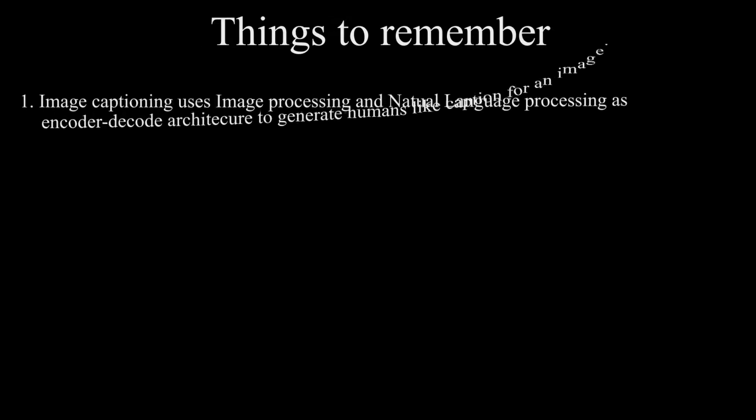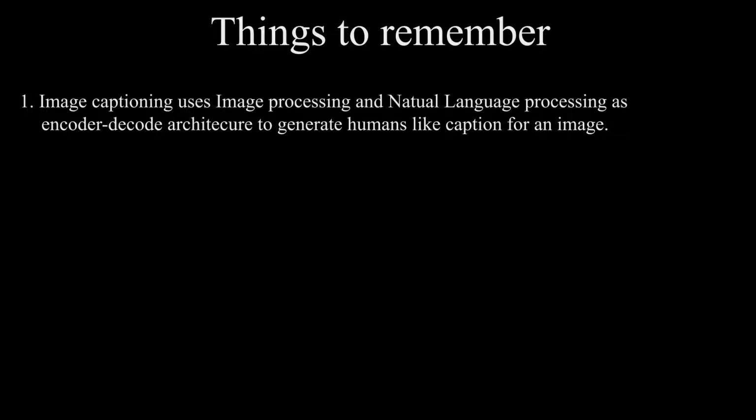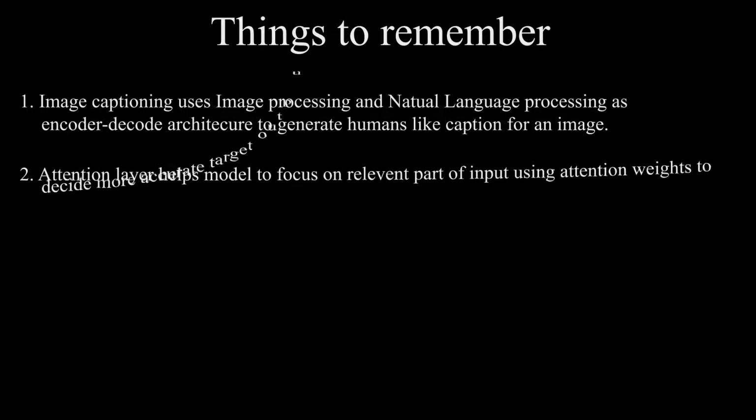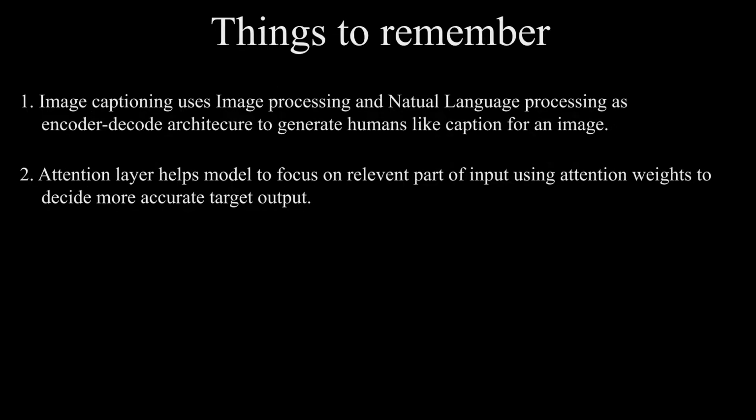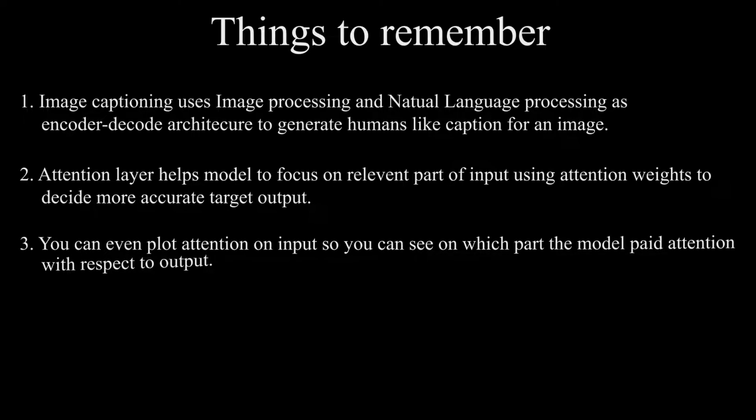Now here are 3 things you can remember from this video. Image captioning using image processing and natural language processing as encoder-decoder architecture to generate human-like caption for an image. Attention layer helps model to focus on relevant part of input using attention weights to decide more accurate target output. You can even plot attention on input so that you can see on which part the model paid attention with respect to output. That's all for image captioning.